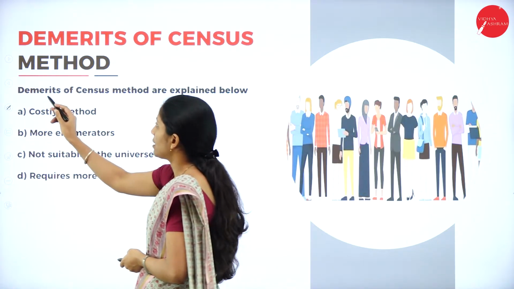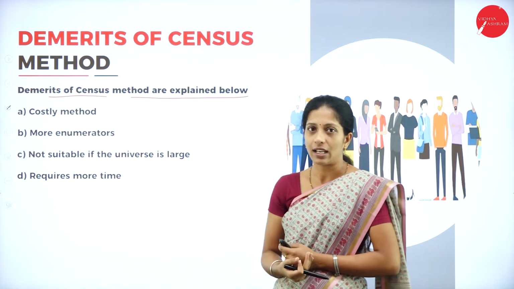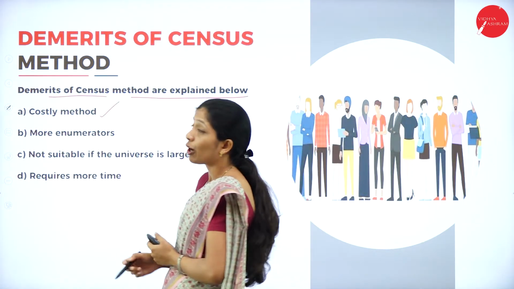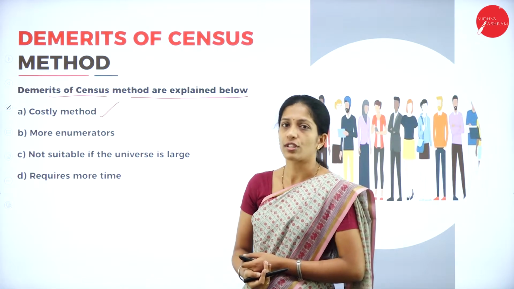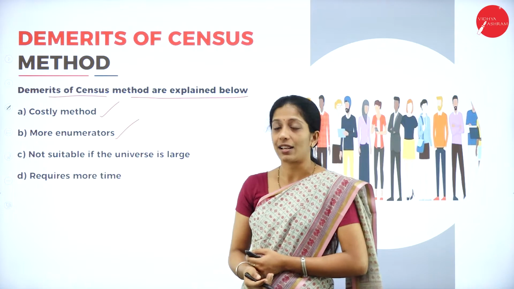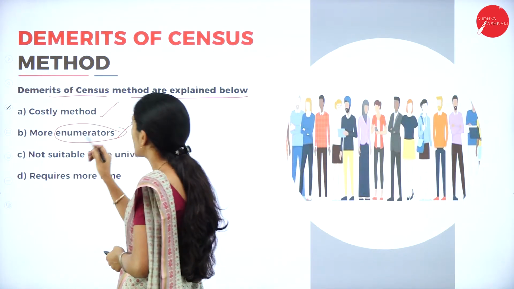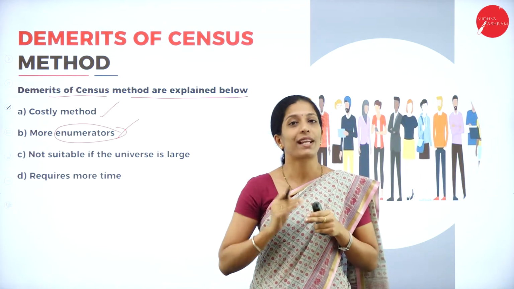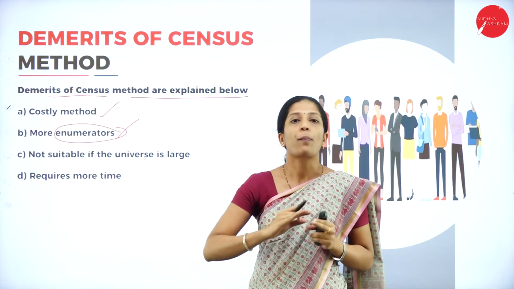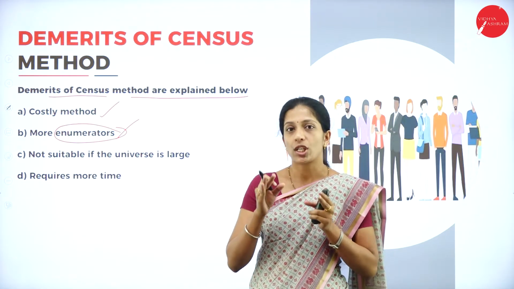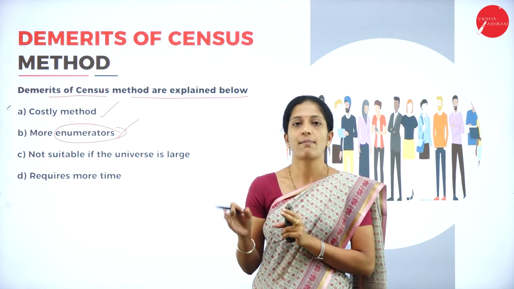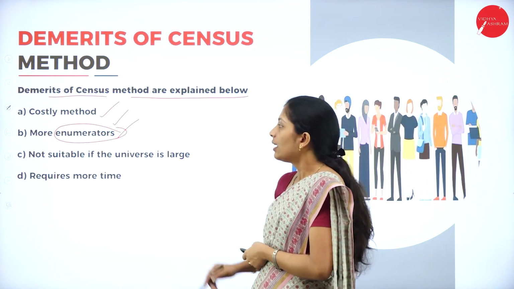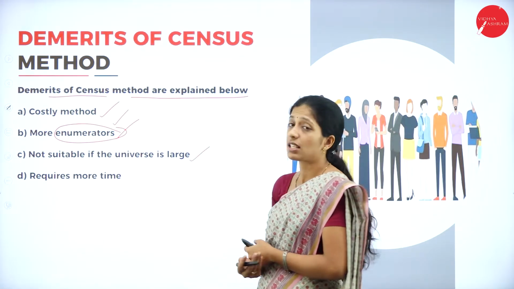Now coming to the demerits. The demerits of the census method are explained below. Let us see what the demerits are. The first one is that it is a costly method. Let us see why it is costly. Next one is more enumerators. I have already told about enumerators in the beginning itself. Here the researcher can't go individually and collect the information because the population is too huge. In that situation, he has to appoint some skilled person to collect the information, who is called an enumerator. Next one is not suitable if the universe is large.